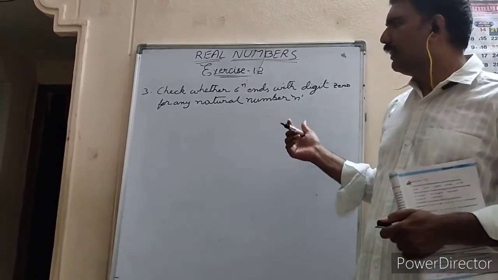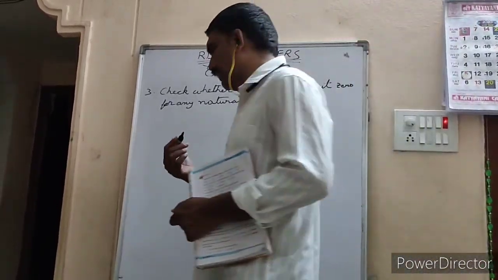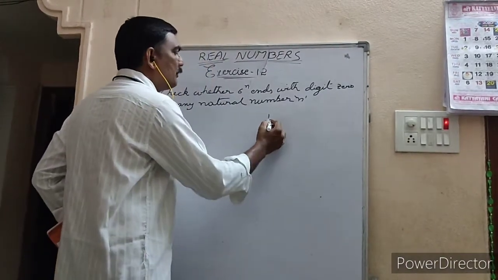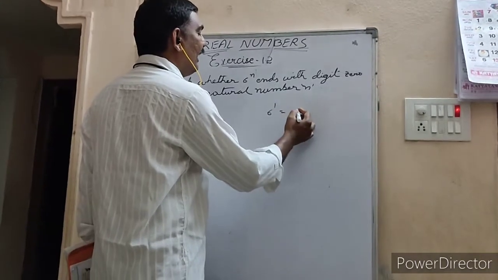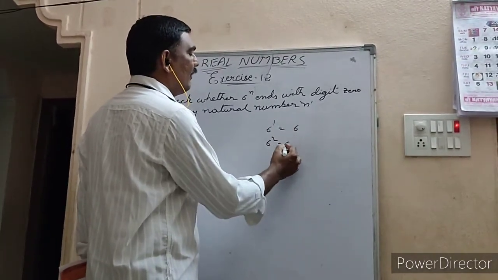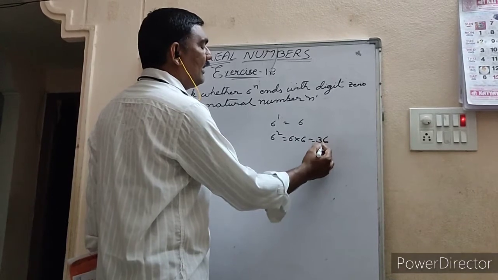He is asking. For example, for your explanation purpose, 6 power 1. 1 is a natural number. 6 power 1 value is 6. 6 square value is 6 into 6, 36.